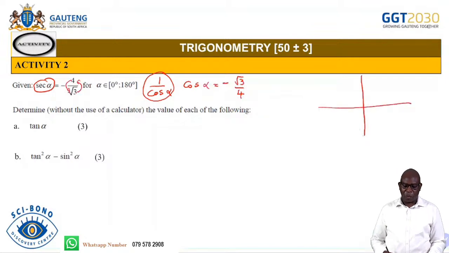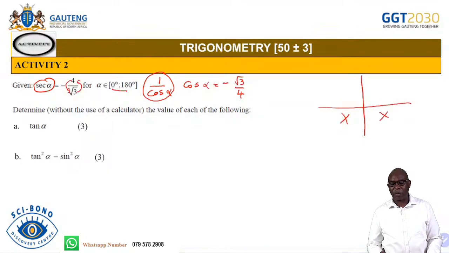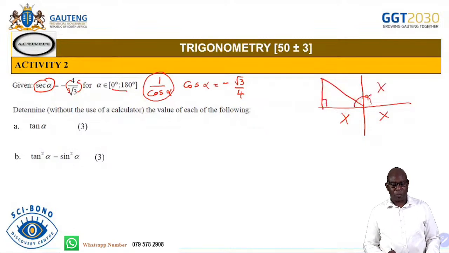I have to work in quadrant from 0 to 180, meaning that these two quadrants are not working for me. The first quadrant, the cos is not negative, so this one is also not working. The only quadrant that is left for me is this one, right? So now here's my angle alpha, and now I need to put the values. I know cos is x over r. So my x value is negative root 3. My r is 4. So I need a value of y.